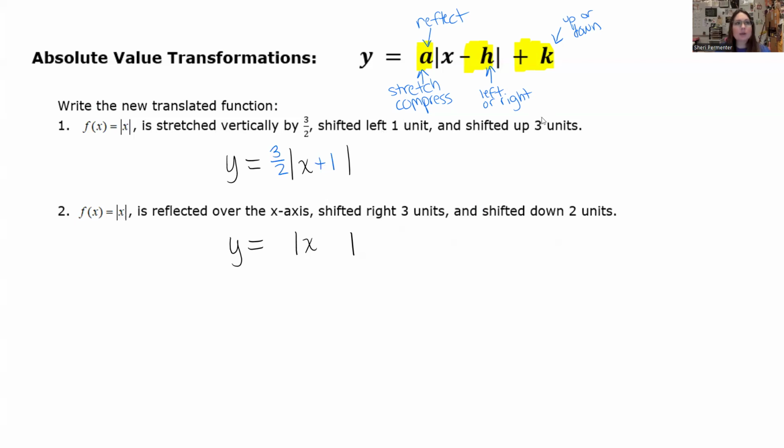And then what about up 3? Is that an A, an H, or a K? Okay, and it's exactly the way we think it's going to be. There's my equation. For the next one, a reflection, is that an A, H, or K? A. So to reflect it, I need to have a negative.